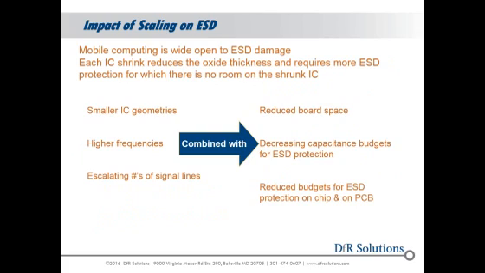So these are some of the things involved with the scaling that's been going on. We have smaller IC geometries. Companies are now making parts with gate geometries down around 14 nanometers or even some smaller. We're doing things at higher frequencies, a lot more signal line capabilities, keep making things smaller, so we have reduced board space. And so that means that we have reduced budgets for ESD protection at all levels, both the chip and on the board and for the system.